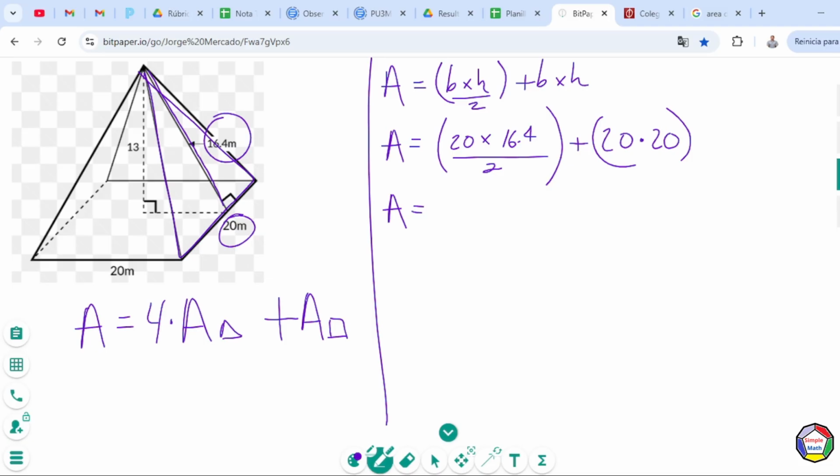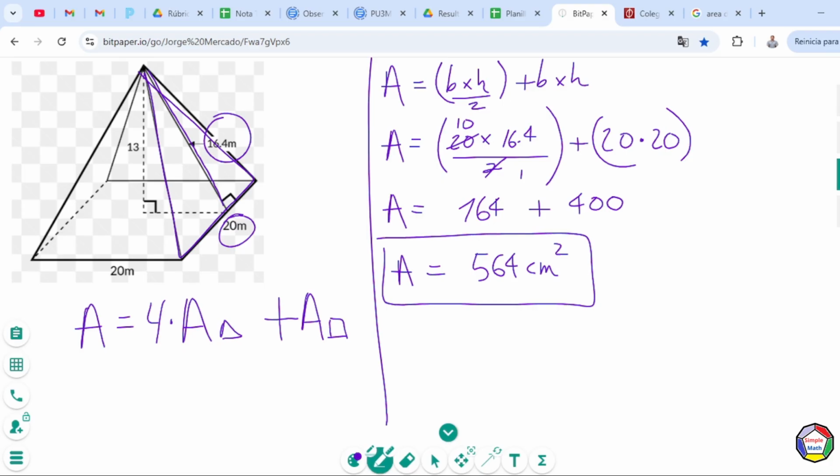So let's continue. Here we can simplify: 2 divided by 2 is 1, 20 divided by 2 is 10. If we multiply 16.4 times 10, we will get 164. Plus 20 times 20 is 400. Now, the surface area is equal to 164 plus 400, which is 564 centimeters squared. In terms of area, we speak about square units. So this is the result.